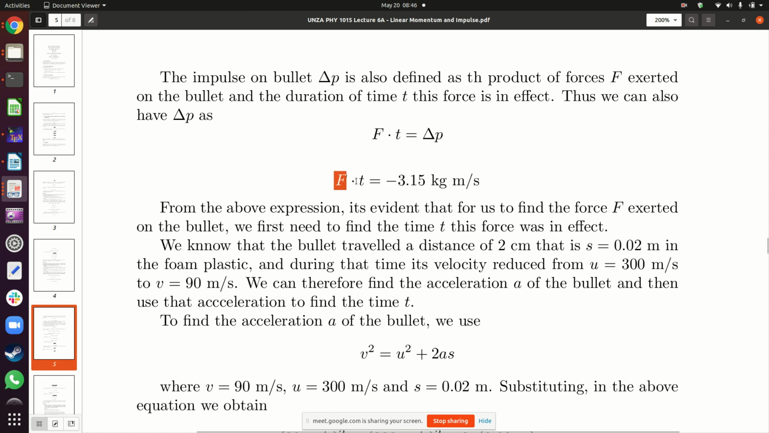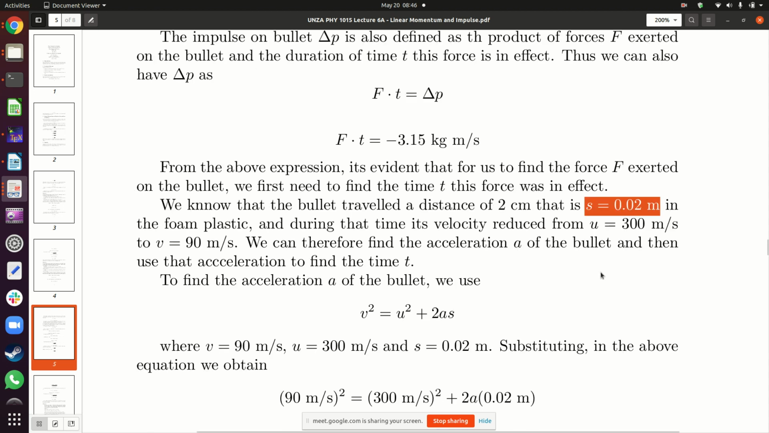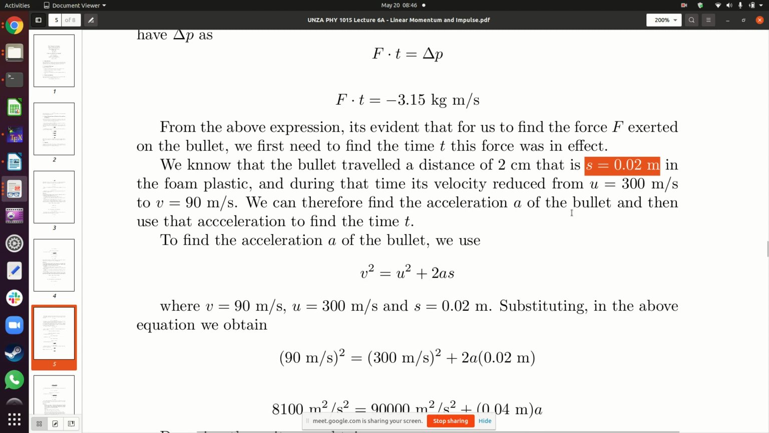But we also do not know how much time it takes the bullet to pass through the plastic. So there are two things we don't know here: the force, which is causing the acceleration, and the time it takes the bullet to pass through the plastic. However, there are certain things we know. We know that the plastic has a thickness of 2 centimeters, which is 0.02 meters. We also know the initial velocity of the bullet before it enters the plastic, which was 300 meters per second, and the final velocity of the bullet, which is 90 meters per second.